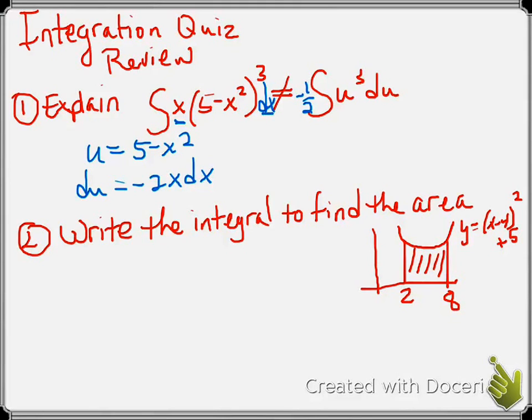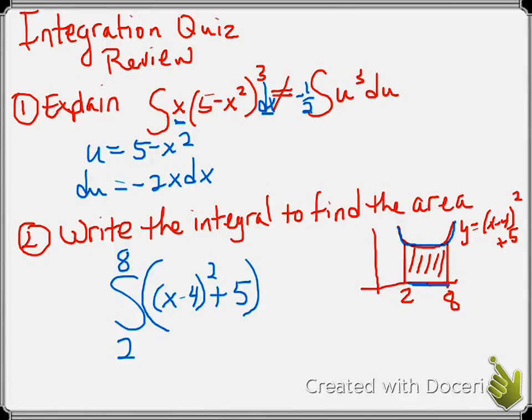All right, number 2, remember integration from left to right of an area confined by the x-axis and some curve on the top will be the integral from 2 to 8 of whatever that function that defines the top is, which in this case is x minus 4 squared plus 5, and that would all be with respect to x. And I didn't ask you to actually evaluate that, you just had to write the integral.